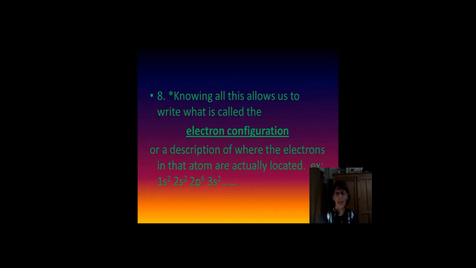And number 8, knowing all of this information, which you will know all before the test, allows us to write an electron configuration, or a description of where all those electrons are. So 1s2, 2s2, 2p6, 3.